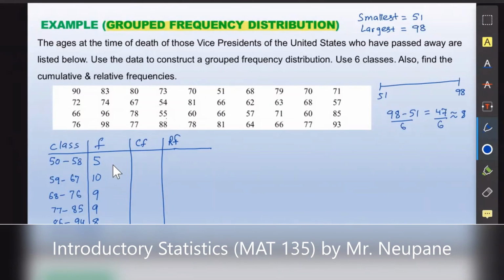For 86 to 94, I didn't get 8. I don't know. Say that again. It's not that clear. 43. I didn't get 8 for 86 to 94. What did you get? 3. I got 3. Maybe I'm wrong. I got 3 as well. 3. Okay.